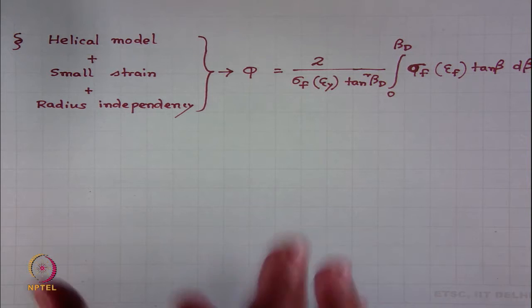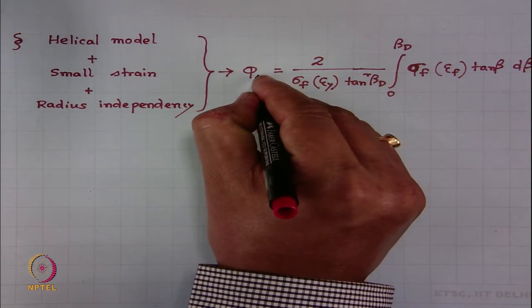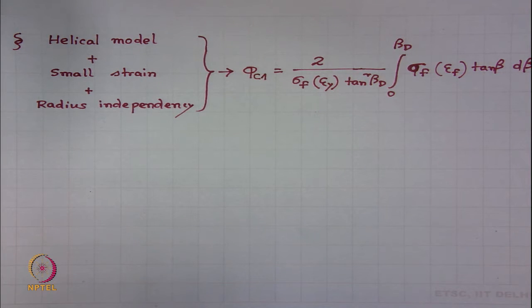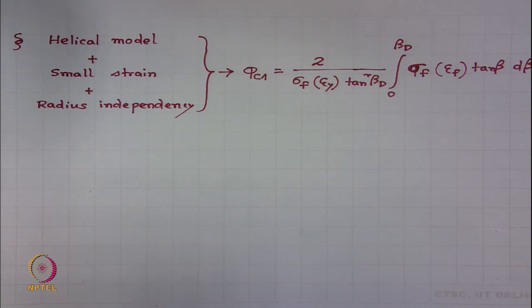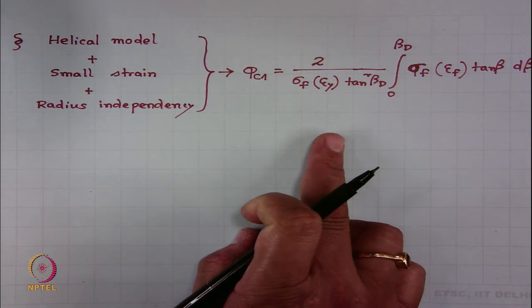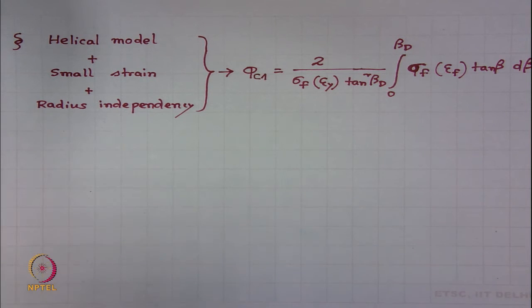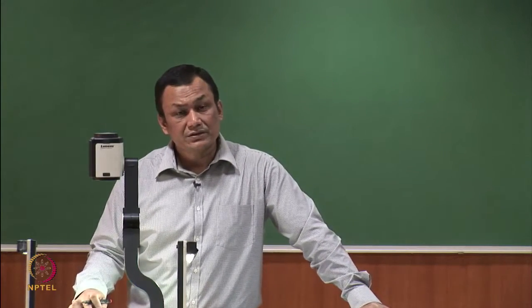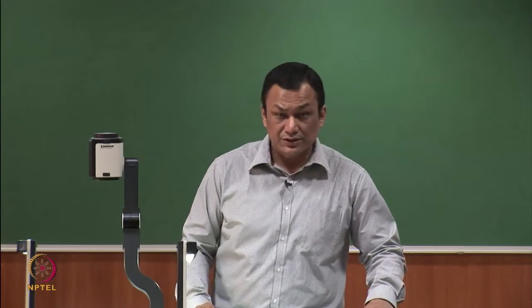So, this equation is a very general one. Let us write it as phi c 1, just for the comparison purpose we use this nomenclature. So, this is the most general one. We have learned in the last class that based on one more assumption, that is your fiber stress strain linear, this equation can be turned into the generalized Gekop's theory.